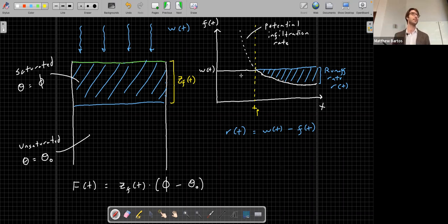At some point, the infiltration capacity is exceeded, and that's the point where you will start to get runoff. Okay.